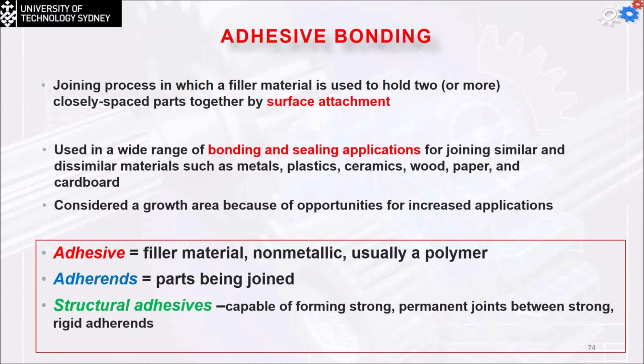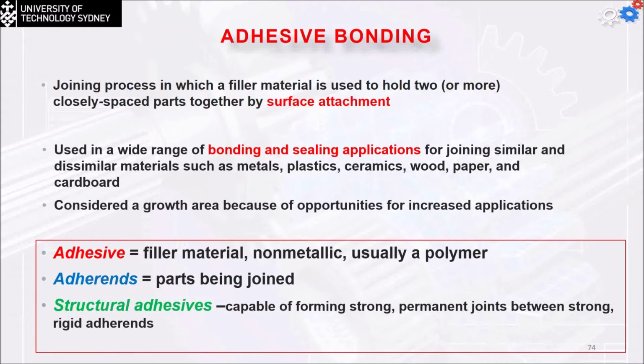So the adhesive is going to be the film material. Usually it's non-metallic, and usually it's a polymer, which is, once again, a thermoset polymer. The adherend is the part being joined. So the adhesive is the film material, and the adherend is the part to be joined. The structural adhesive is capable of forming strong, permanent joints between strong, rigid adherends.